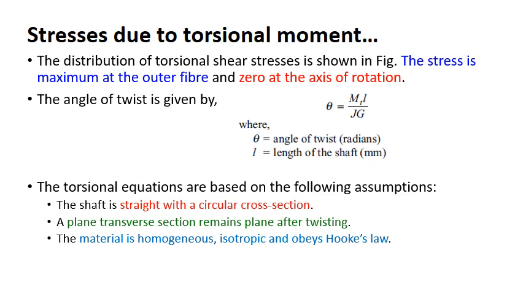And these equations are again valid only under these assumptions. The shaft must be straight with a circular cross section, and we are not dealing with non-circular shafts. Okay, only circular shafts. There is no out of plane twisting, and the material must be homogeneous, isotropic, and must obey Hooke's law.